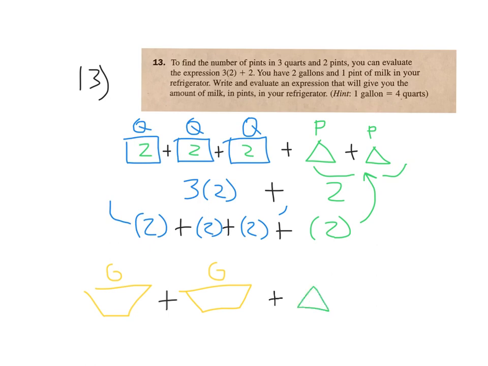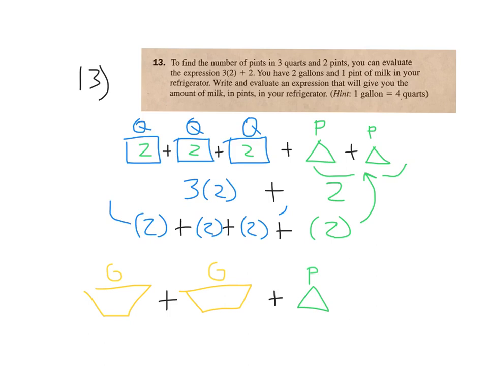Now, by the way, my student at home, you don't have to draw it like this, as long as you understand the concept. Whatever way your teacher taught you, you should do it that way, but I want you to at least on an intellectual level understand what's happening here. So you have 2 gallons and 1 pint of milk in your refrigerator. Write and evaluate an expression that will give you the amount of milk in pints in your refrigerator.